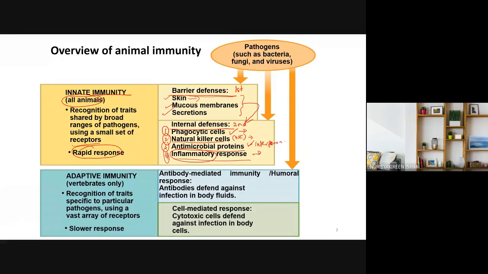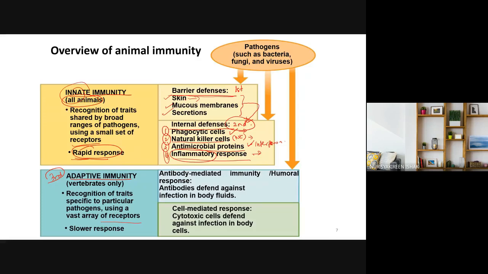But if the pathogen manages to penetrate the second line of defense, it encounters the third line of defense. Okay, so this is the third line of defense, or adaptive immunity, or acquired immunity, same thing. Okay, adaptive immunity. So this involves recognition of traits specific to a particular pathogen using a vast array of receptors. Okay, so the response is much slower, compared to innate immunity, which is fast. But adaptive immunity is slow.